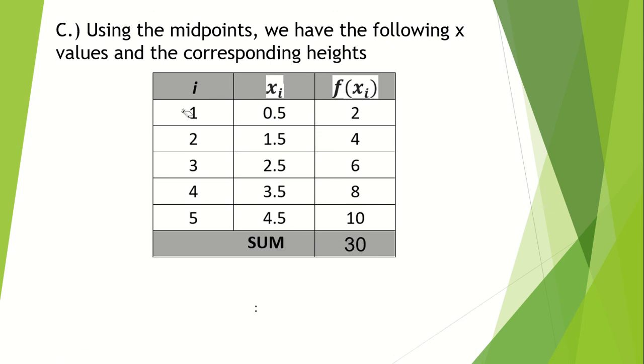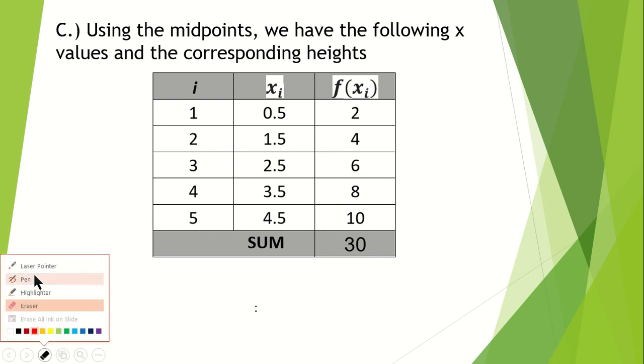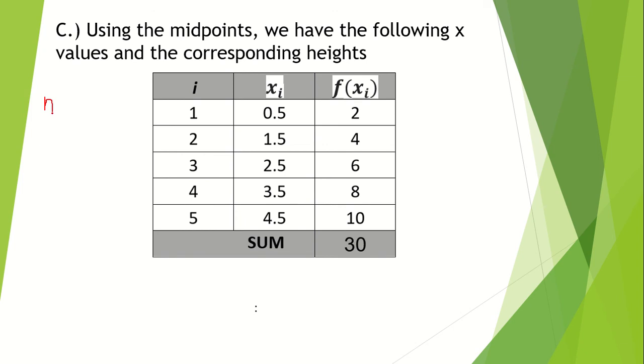Okay, so again for the first column, since our n is equal to 5, we have 5 rows, 1, 2, 3, 4, 5. And since our delta x is equal to 1, for the second column, the difference is also 1.